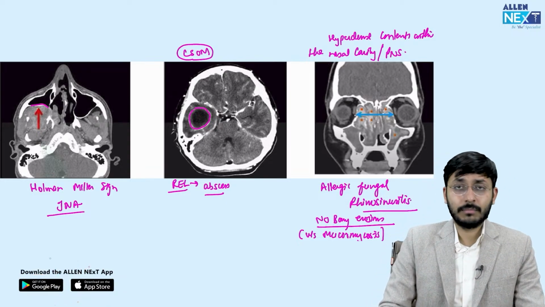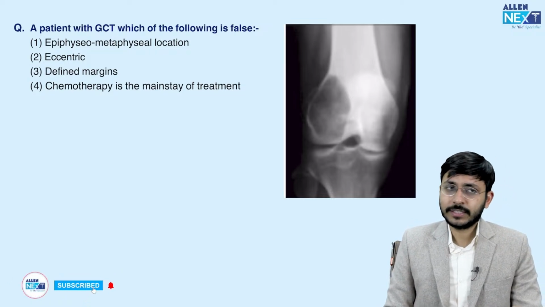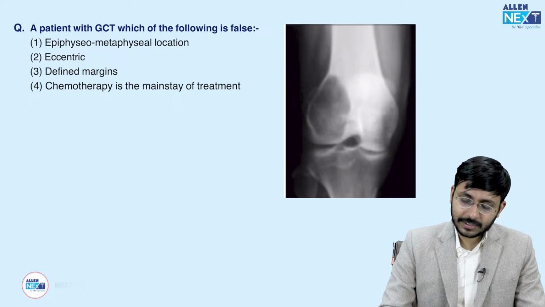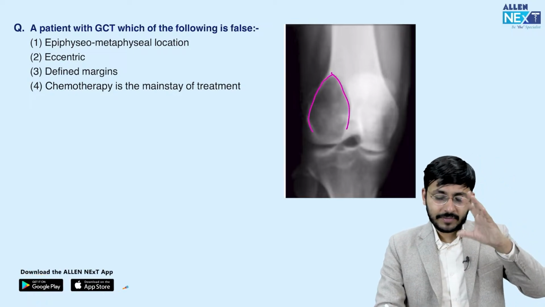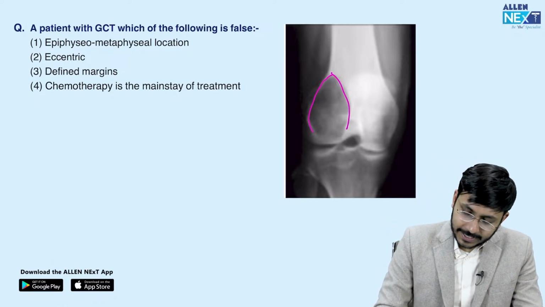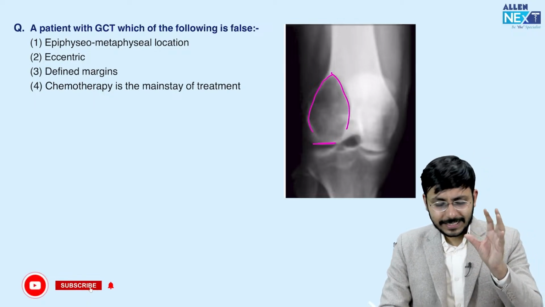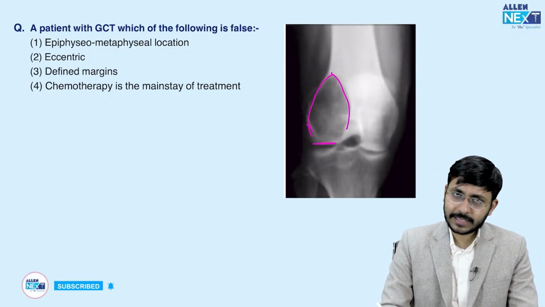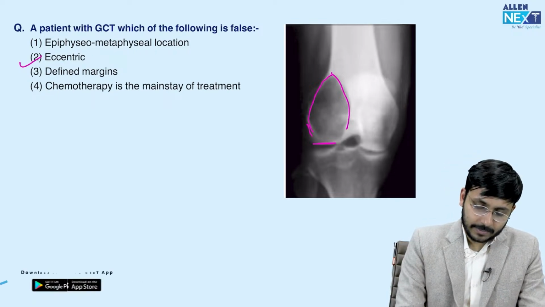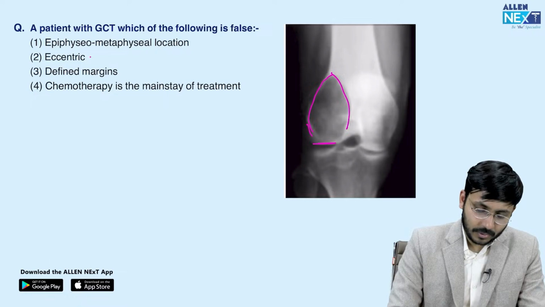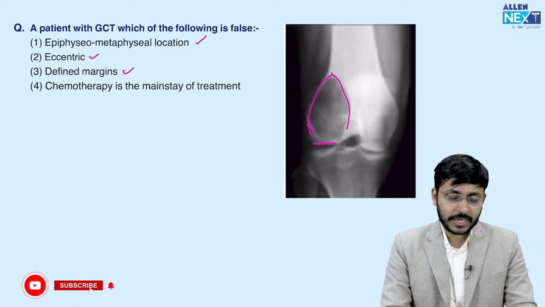Now let's come to some bone tumors. A patient with giant cell tumor, which of the following is false? So yes, we agree it's a giant cell tumor. We see a lytic lesion in the epimetaphyseal location, and it is extending till the articular surface, and it is eccentric in location, located on one side. So yes, eccentric location, correct. Defined margins, correct. Epiphysiometaphyseal location, correct.